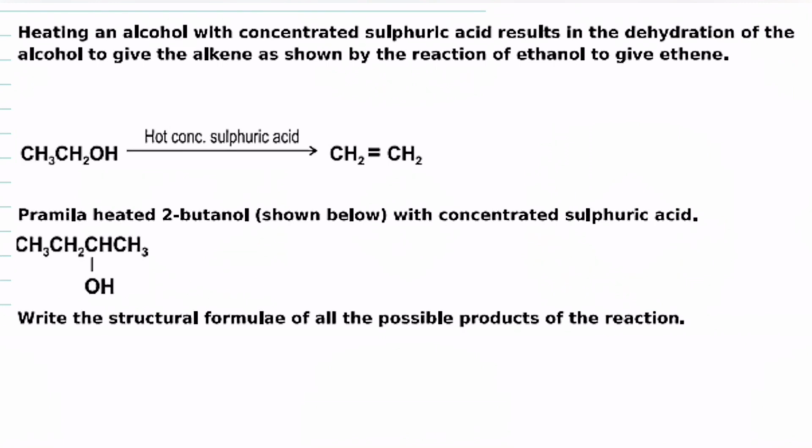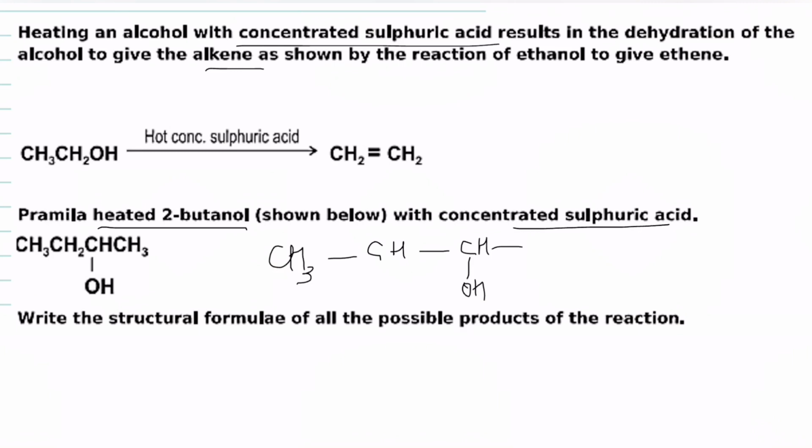Moving on. Heating an alcohol with concentrated sulfuric acid results in dehydration of the alcohol to give an alkene, shown by the reaction. Pramila heated 2-butanol with concentrated sulfuric acid. Write the structural formula of all possible products. Okay, so we know that when dehydration takes place, OH from the carbon containing OH and hydrogen from the adjacent carbon goes.